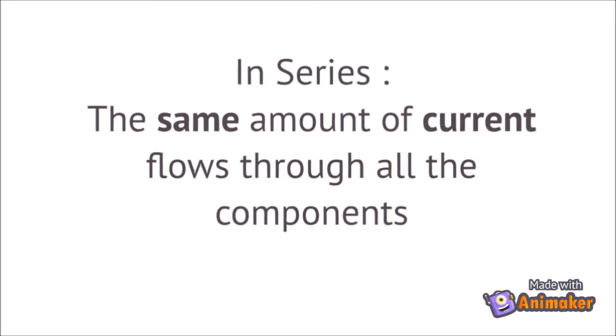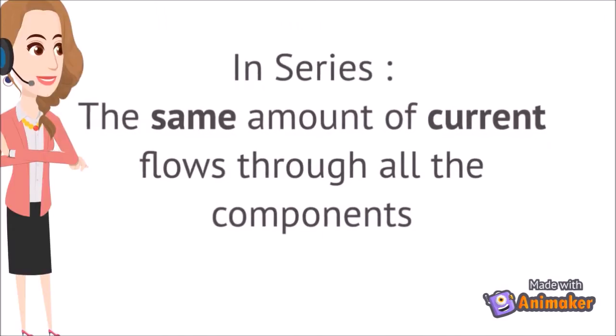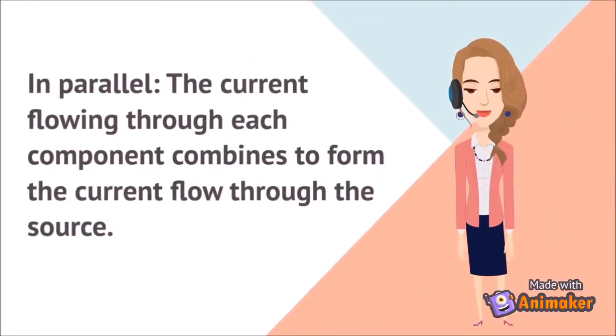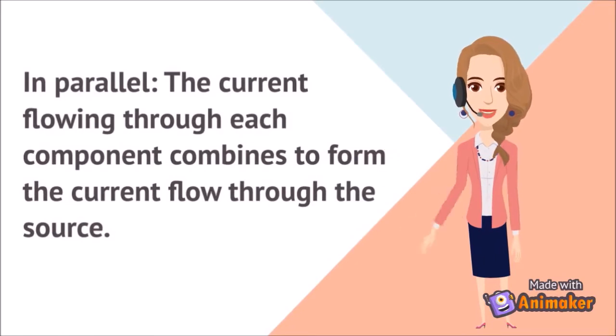In conclusion, when the circuit is in series, the same amount of current flows through all the components. Meanwhile, when the circuit is in parallel, the current flowing through each component combines to form the current flow through the source.